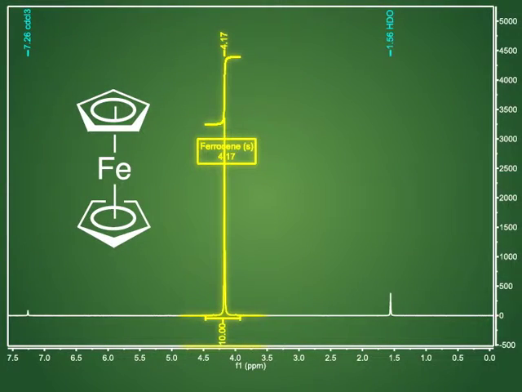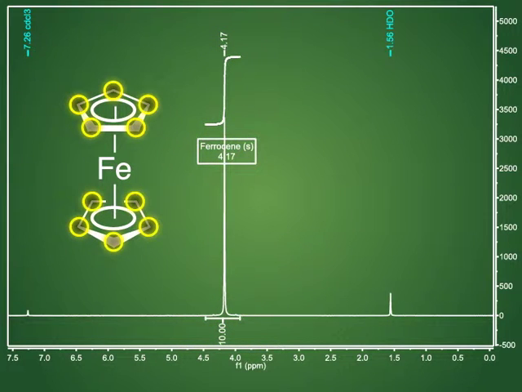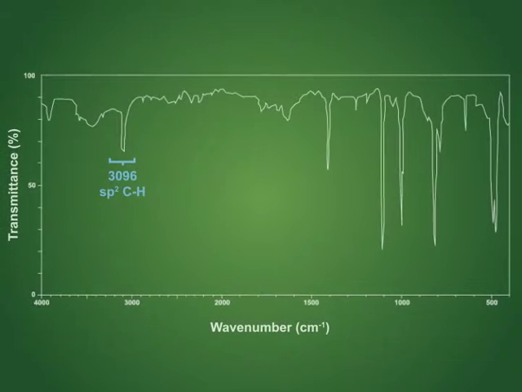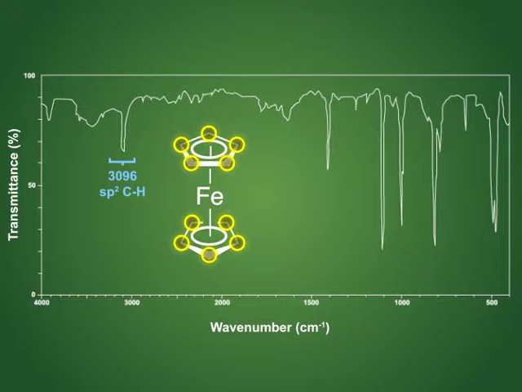The NMR analysis shows a single peak at 4.17 ppm, which confirms that all of the hydrogen atoms are magnetically equivalent. Furthermore, the IR spectrum shows a single sp2 C-H stretch at 3096 reciprocal centimeters, confirming that the hydrogen atoms are equivalent and that the proposed Wilkinson structure is correct.